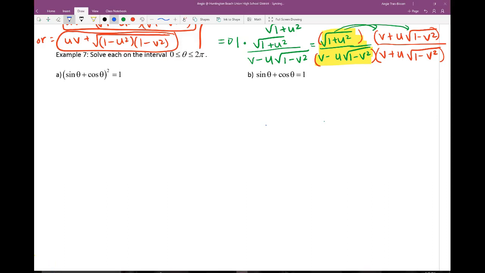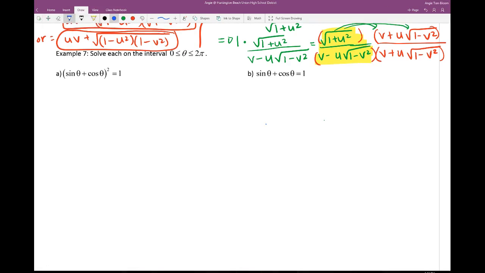All right, guys, this is example 7 in section 7.5. Yay, it's the last one, okay?